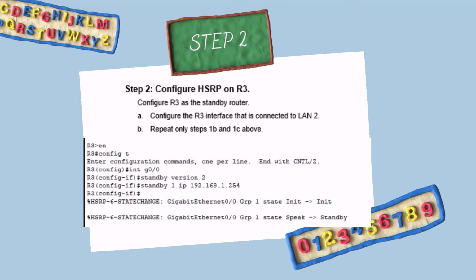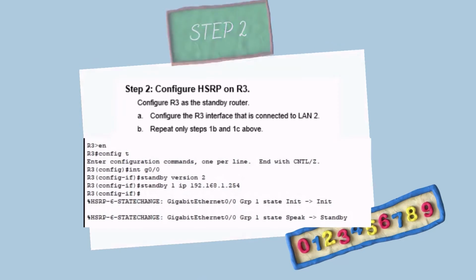So dalam router 3 adalah configuration, masukkan dalam privilege mode. Lepas tu interface G0/0, masuk standby version 2, standby 1 IP address, masukkan IP address 192.168.1.54 untuk router 3. Lepas tu kita enter je.